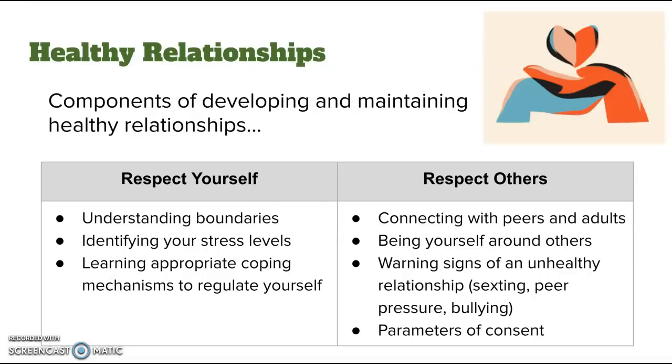This is our Healthy Relationships Assembly. Students will learn about the two main components of developing and maintaining healthy relationships. It is truly about respecting yourself and respecting others. Respecting yourself includes understanding boundaries, identifying your stress levels, and learning appropriate coping mechanisms to regulate yourself. Versus respecting others. Here we'll talk about connecting with peers and adults, being yourself around others, warning signs of an unhealthy relationship, including sexting, peer pressure, and bullying. We will also talk about the parameters of consent.